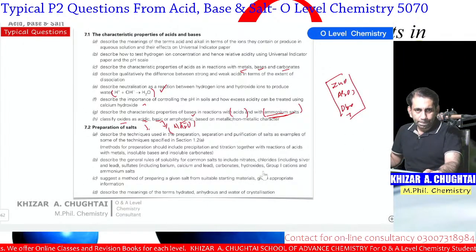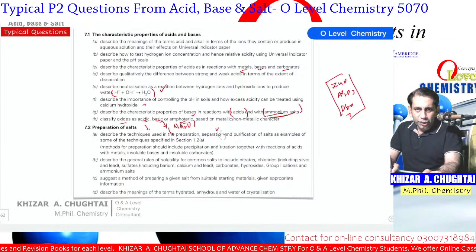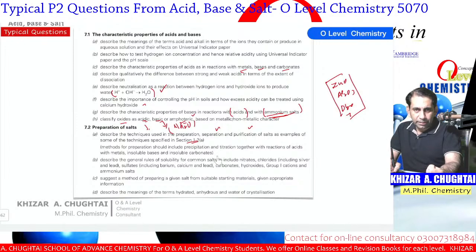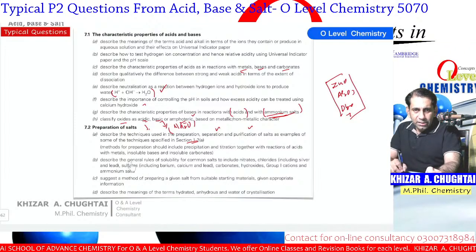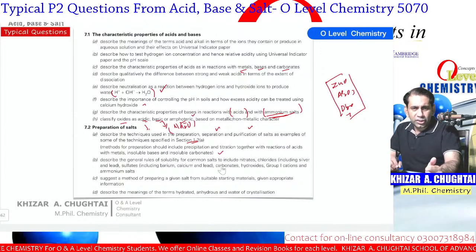The preparation of salt, separation, purification. For example, some techniques are already given in your section 1.2, I think, in chapter number 1. The next one is describe the general rules of solubility. I think you are familiar with the general rules.